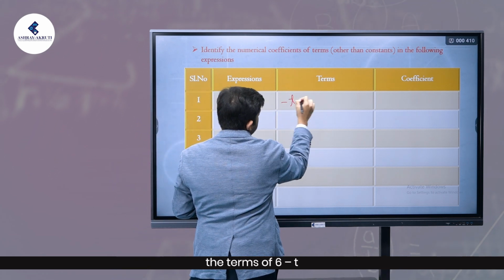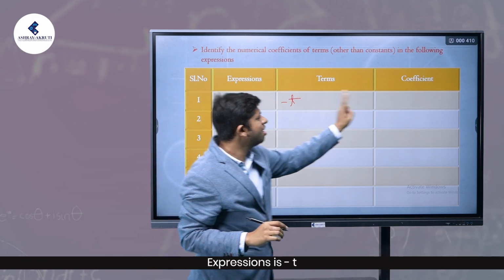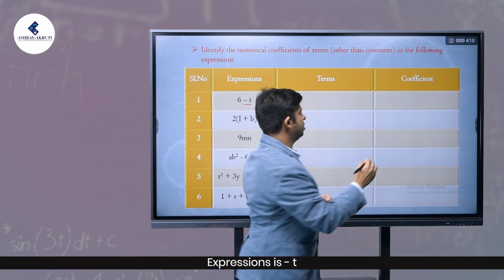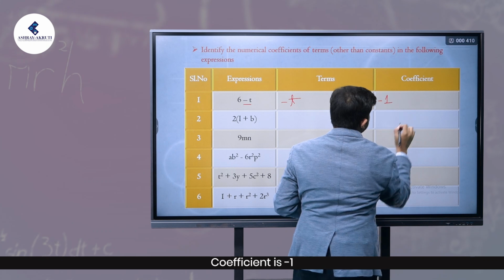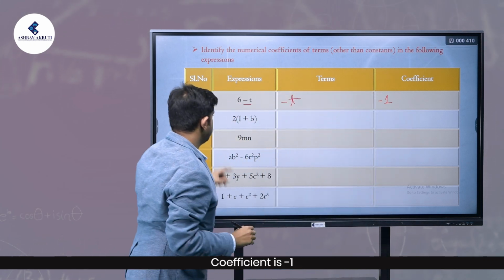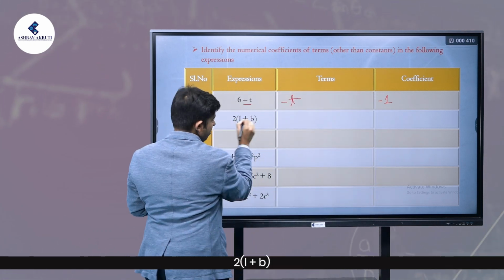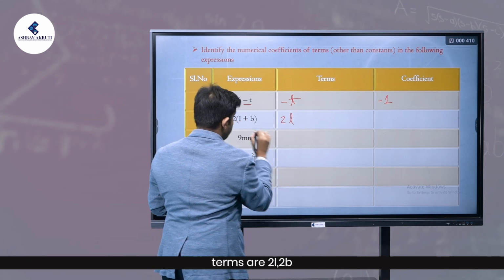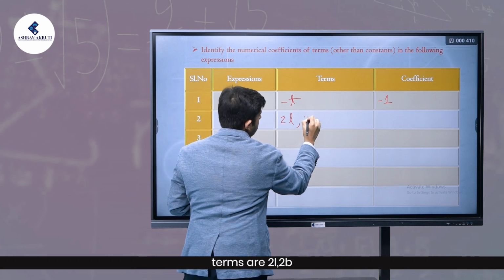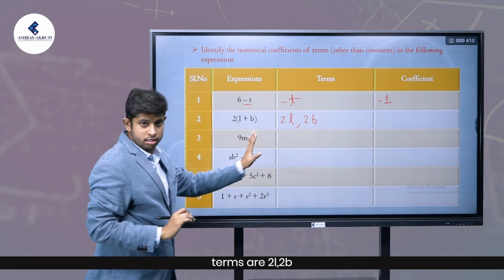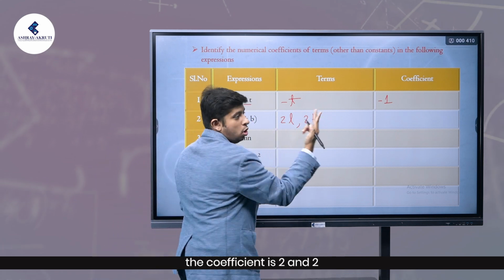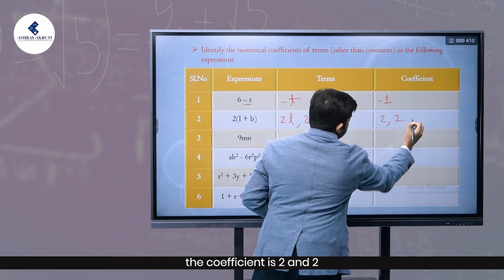The terms for 6 minus t expression is minus t, and the coefficient is minus 1. Second one, 2L plus B. The terms are 2L, 2B. The coefficient is 2 and 2.